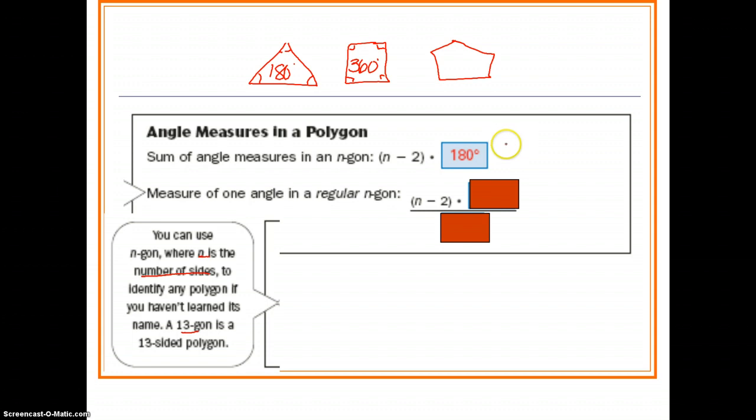You can see that works for a quadrilateral. If I do 4 sides, minus 2 times 180 is 2 times 180, which equals 360. And that's what we knew about a quadrilateral with 4 sides.